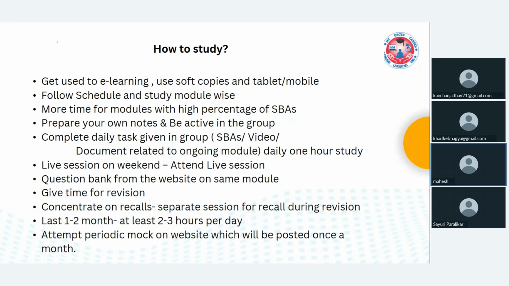Okay, so give time for revision, concentrate on the recalls. We are going to cover at least 3 to 5 years of recalls before our examination. There will be a separate recall session in our last 1 month. Okay, in the last 1 to 2 months you need to study at least 2 to 3 hours per day, and attempt the periodic mock on the website, which will be posted once a month. Okay, so this is the way you should prepare for your examination.